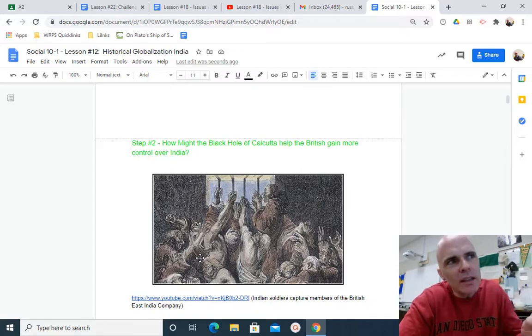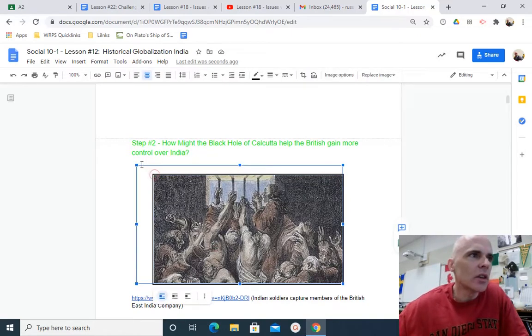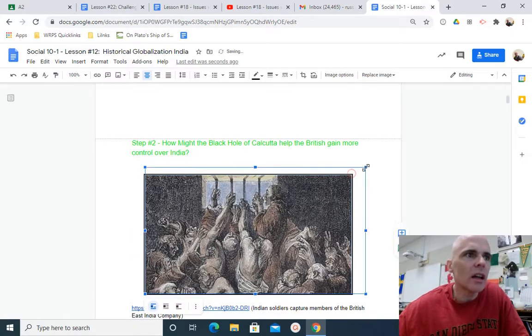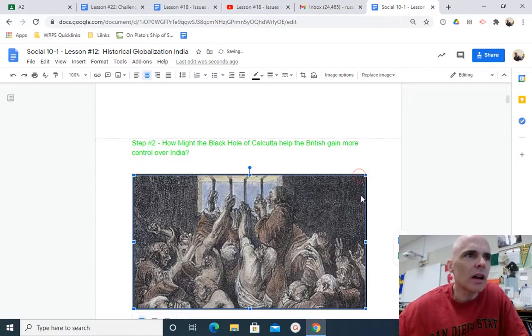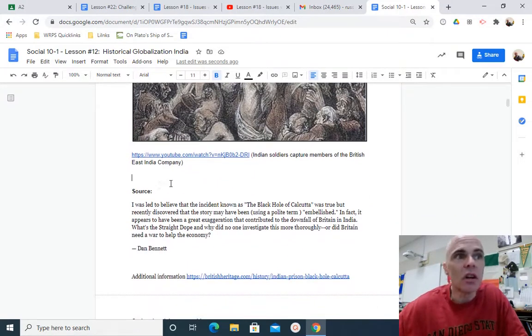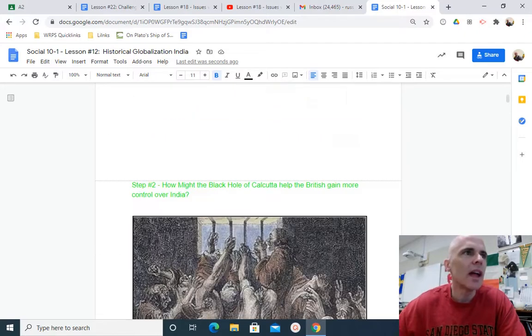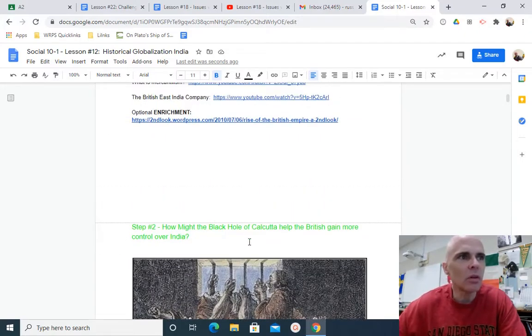After you've defined mercantilism in point form, the second step of this assignment is for you to explore how might the incident that is remembered as the Black Hole of Calcutta help the British gain more control over India. So we have a photograph here to just kind of illustrate what was the Black Hole of Calcutta, and then if you don't know a lot about the Black Hole of Calcutta, we have a quick video that describes what happened, and then we have someone's reflection on it here as well. So if you combine the video with the reflection and looking at the photograph, you should be able to answer this question: how might the Black Hole of Calcutta help the British gain more control over India?